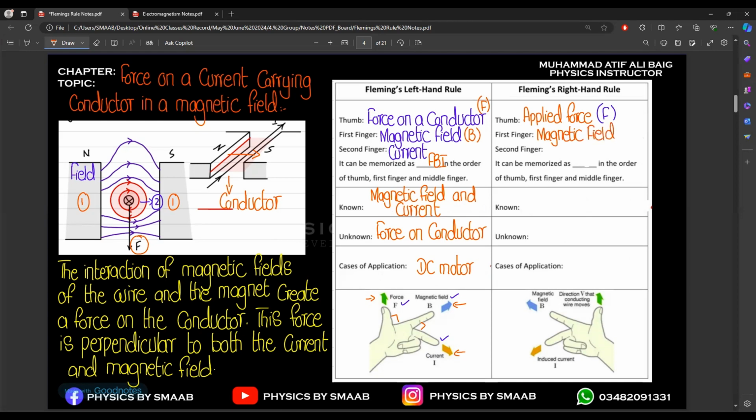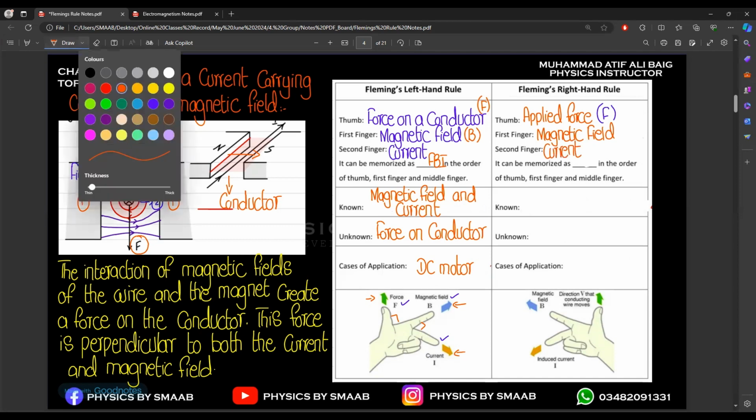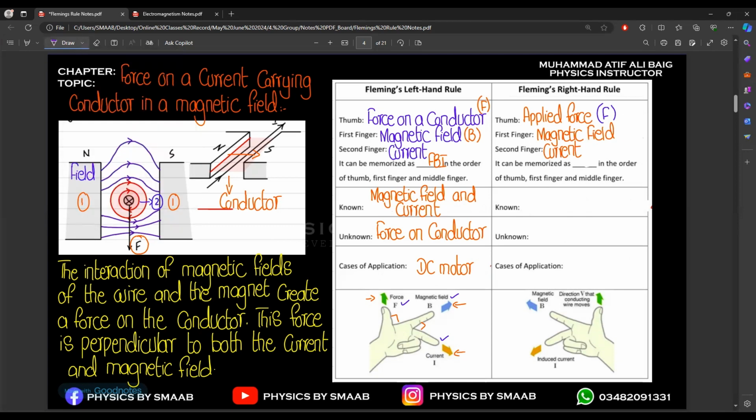And second shows current. And again, this can be memorized with the concept of FBI again. So let's suppose in a question you find that any conductor moves in a magnetic field.